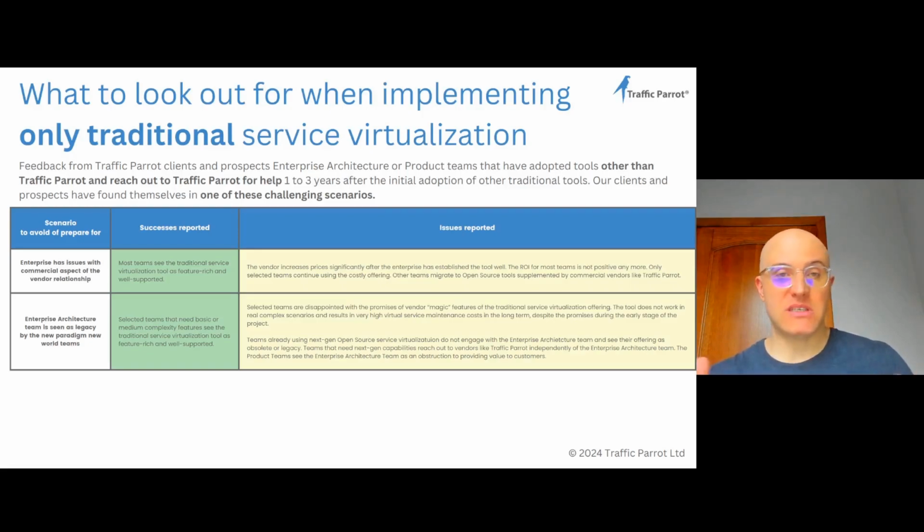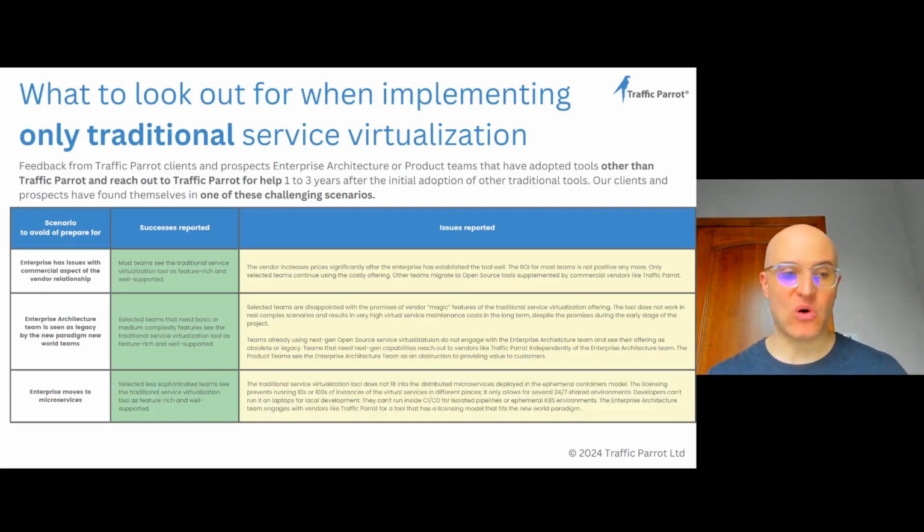The product teams basically see the enterprise architecture team as an obstruction to providing value to the customers. And if you're on the enterprise architecture team, you don't want to be in that spot. So mind that. And again, we're talking about teams that want to introduce only traditional service virtualization across the enterprise, where it's quite likely that you're going to have these teams that need the next generation tools to support use cases like microservices.